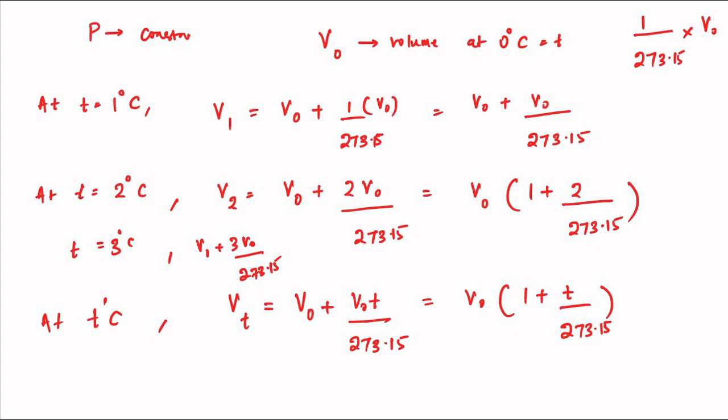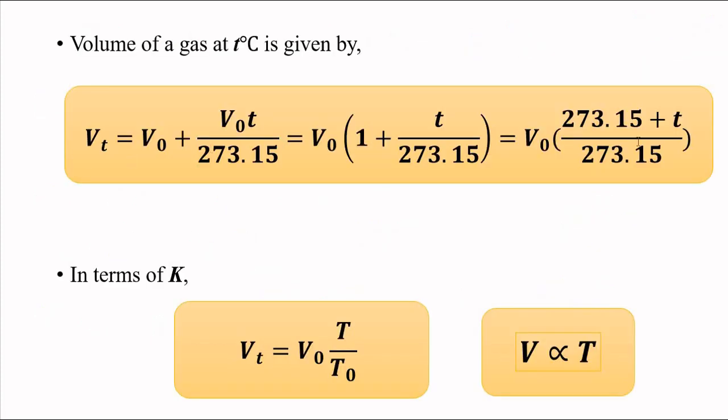Okay, so this is the thing with Charles' law. This is the general statement: the volume of a gas at T degree Celsius is equal to V0 plus V0T by 273.15. Here this is the important thing to understand. This V0 by 273.15 is multiplied with T, the temperature at which we want to determine the volume, and that is added to the volume at 0 degree Celsius.